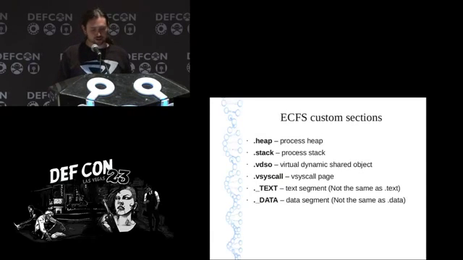So let's just look at some of those sections. There's a section for the heap, so you can quickly access the heap data. There's a section for the stack, or stacks if there are multiple stacks. The VDSO, virtual dynamic shared object, the vsyscall page. Now TEXT and DATA, they're in capital letters. Those actually point to the text segment and the data segment. Those are different than the text and data sections.